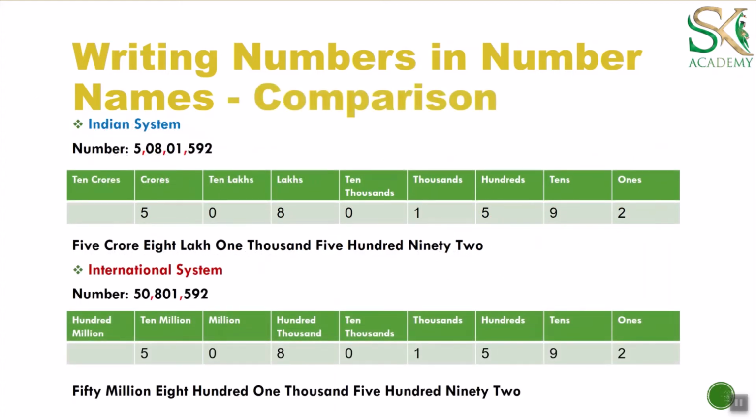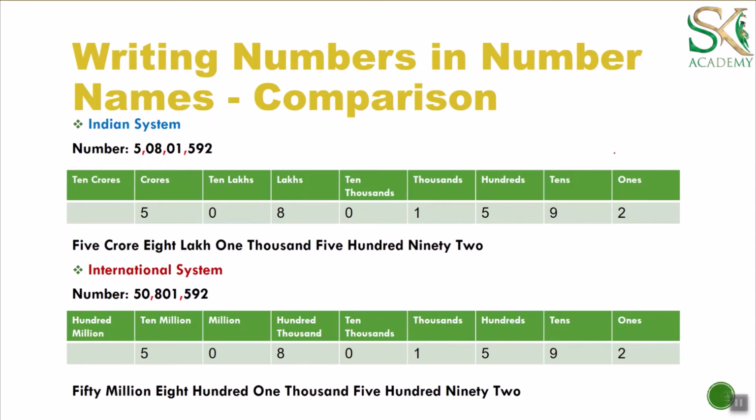So till now we have seen the Indian system of numeration and the international system of numeration, right? So now how do we differentiate it, or how do we compare it? We need to know, right? So when you are asked in the exam, how do you write a number name for the Indian system? How do you write a number name for the international system? You need to know how to write it very easily. Okay. So now it's very simple.